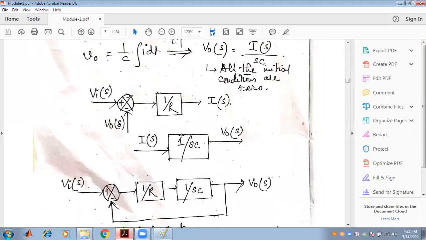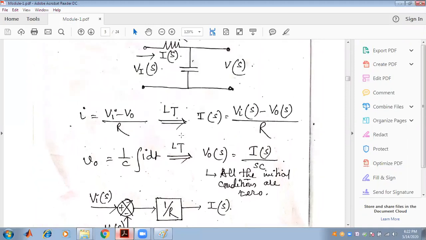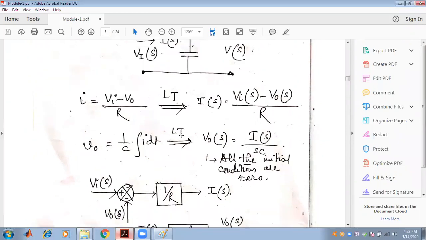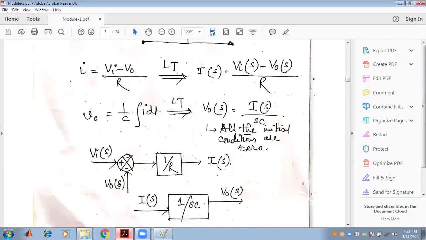So from the first equation, Is is given by Vis minus V0s by R, meaning Vis minus V0s into 1 by R. So if I take Vis and V0s and multiply with 1 by R as a gain factor, we get Is. Okay. So what is the second part?